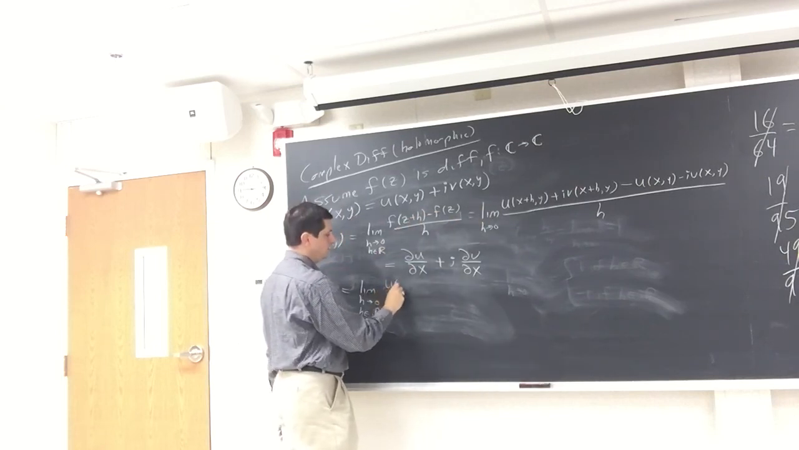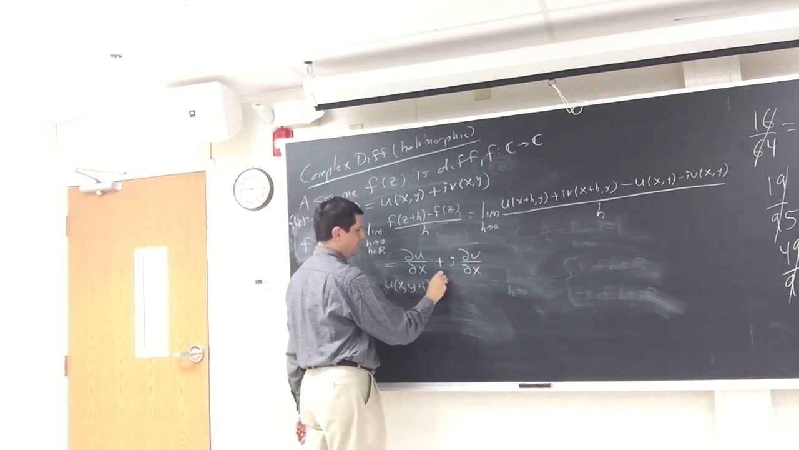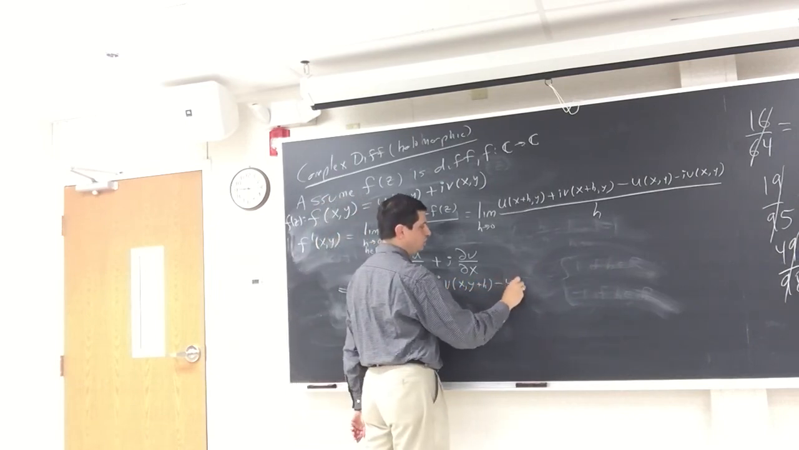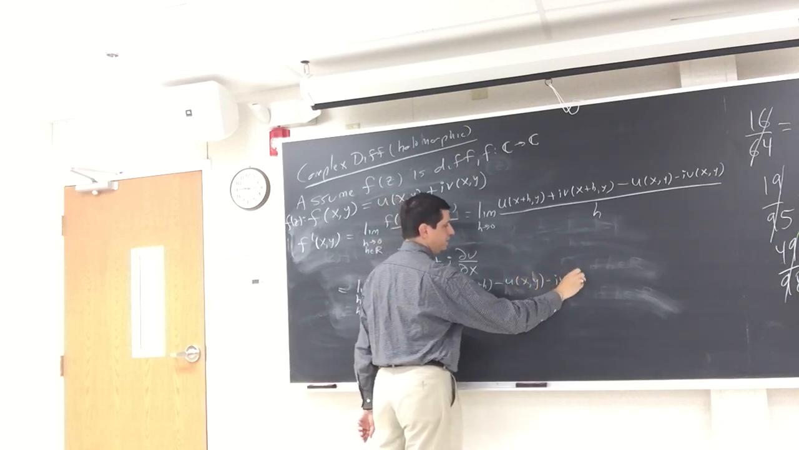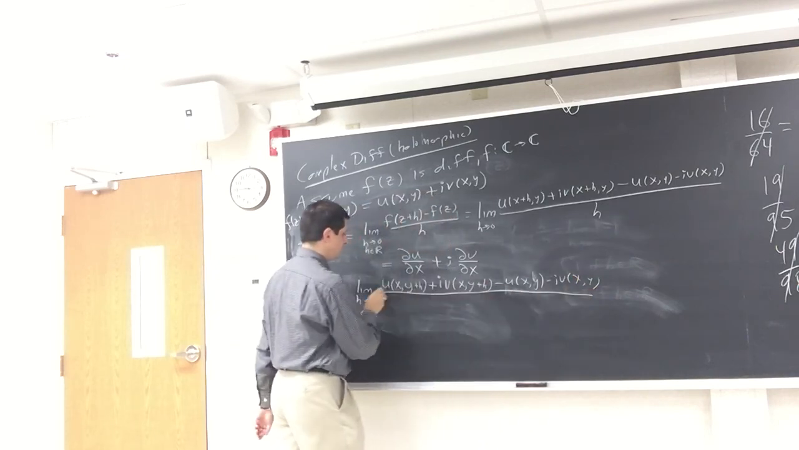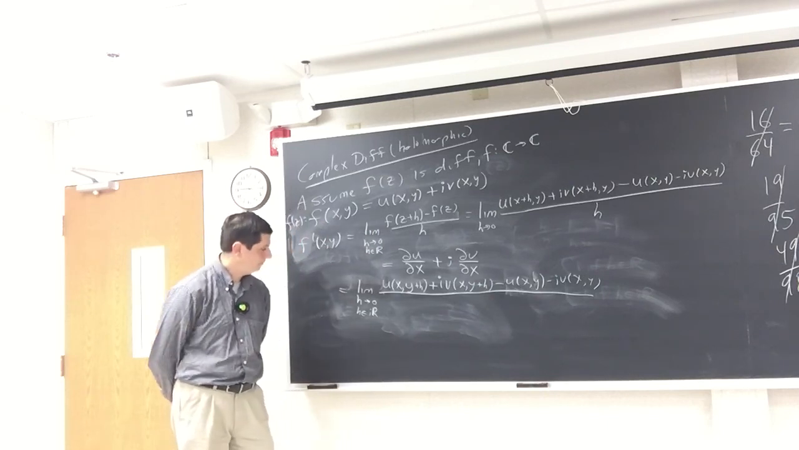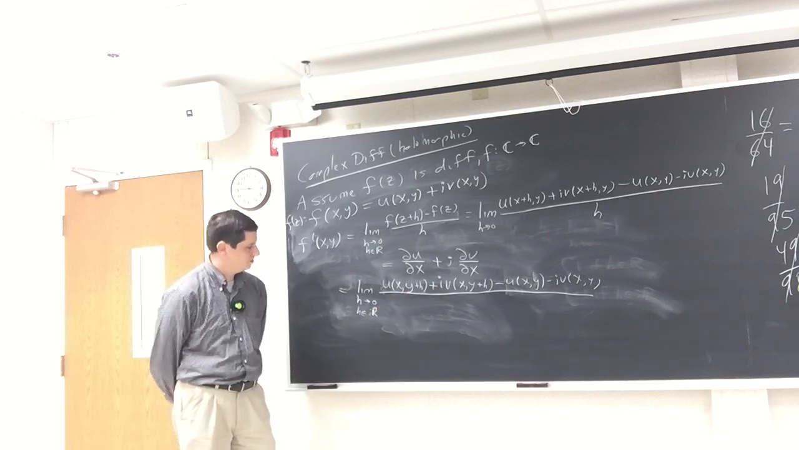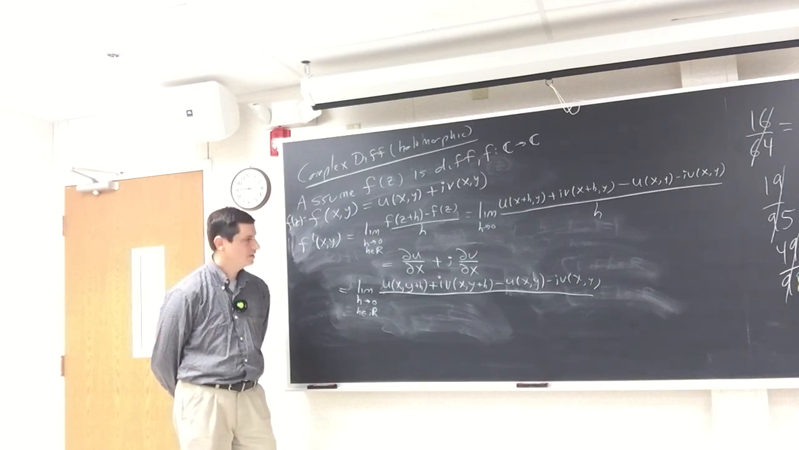We'll have u of x, y plus h plus iv of x, y plus h minus u of x, y minus iv of x, y. And divide this by what? So we've got to be careful. Is there a mistake in what I've written so far? It's very, very easy to make mistakes in this subject. Yeah, it should be y plus something else.